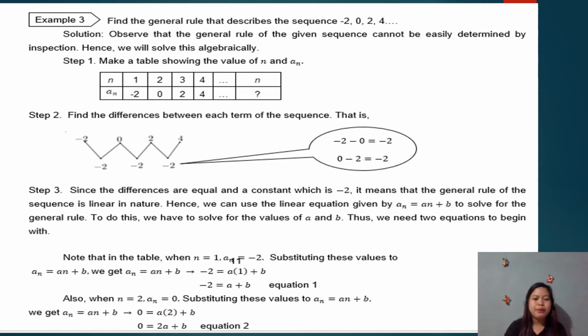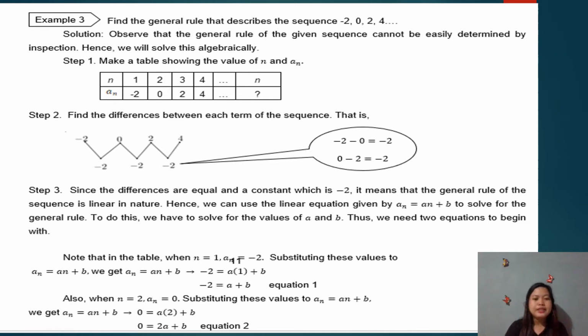Note that in the table, when n is equal to 1, a sub n is equal to negative 2. Substituting these values to a sub n equals an plus b, we replace a sub n with negative 2, and n with 1, plus b. We need to get another equation. So this is our equation 1: negative 2 is equal to a plus b.